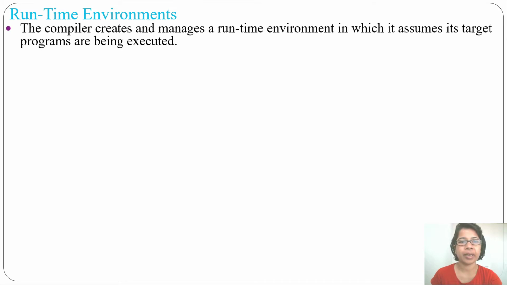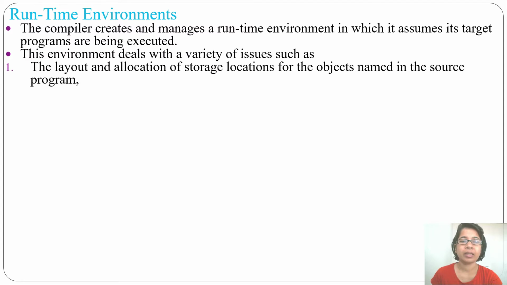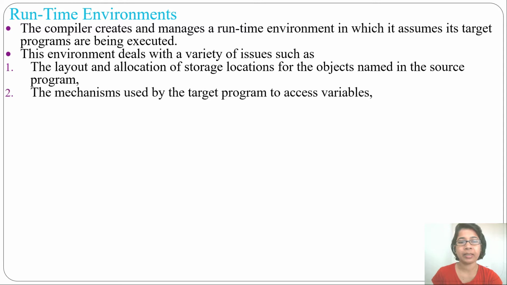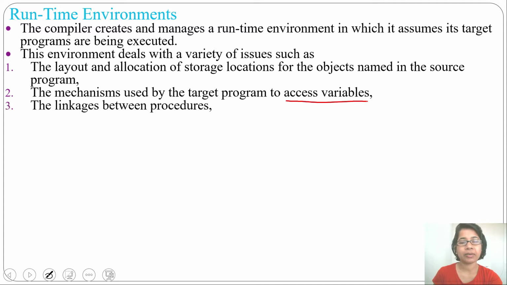It deals with a variety of issues such as the layout and allocation of storage location for the object names in the source program. So what will be the layout and allocation of storage location for the object names in the source program is decided by the runtime environment. Then the mechanism used by the target program to access the variable. Third one is the linkage between procedures or functions, or you can say methods. Fourth one is the mechanism for passing parameters.